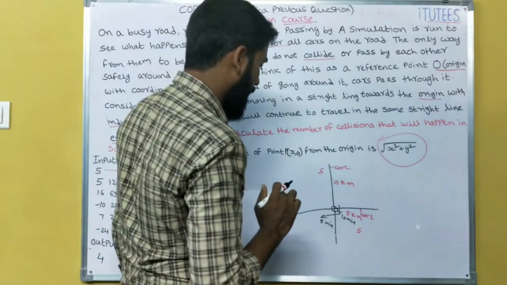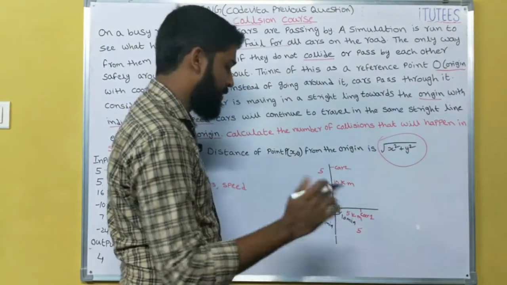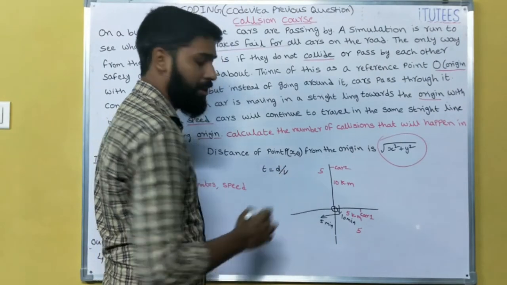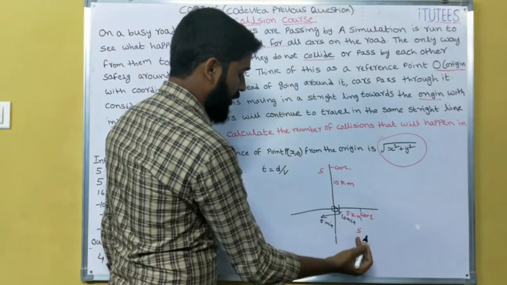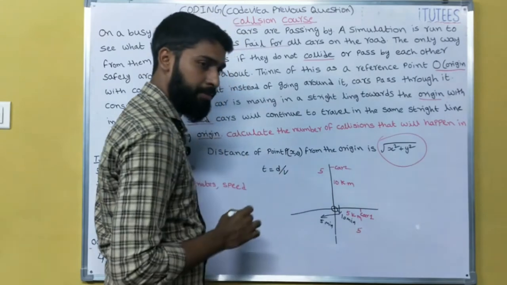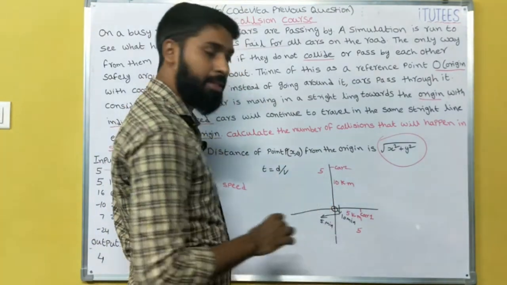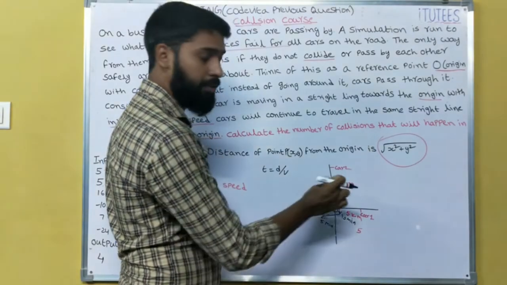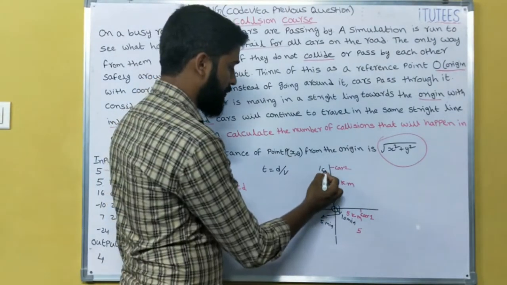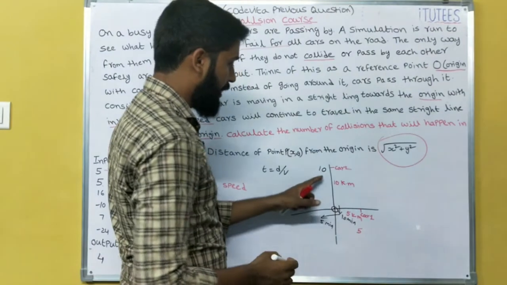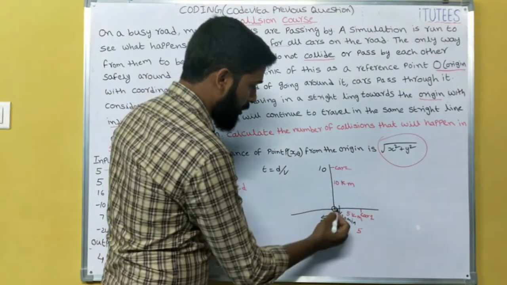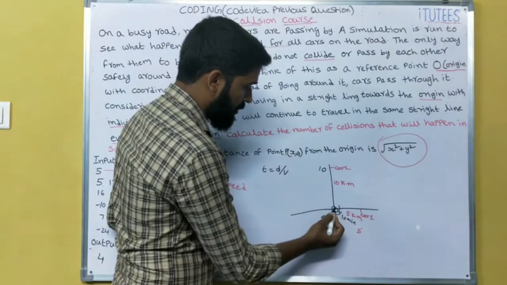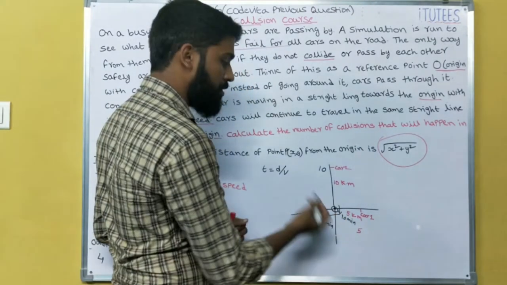How can we measure the time? We already know that time equals distance divided by velocity. So the distance is 5 kilometers, velocity is 5. Now let us assume the case where a collision occurs. For example, the speed of car 2 is 10. That means in 10 minutes car 2 is at the origin. In 5 minutes car 1 is at the origin. So now the collision occurs.